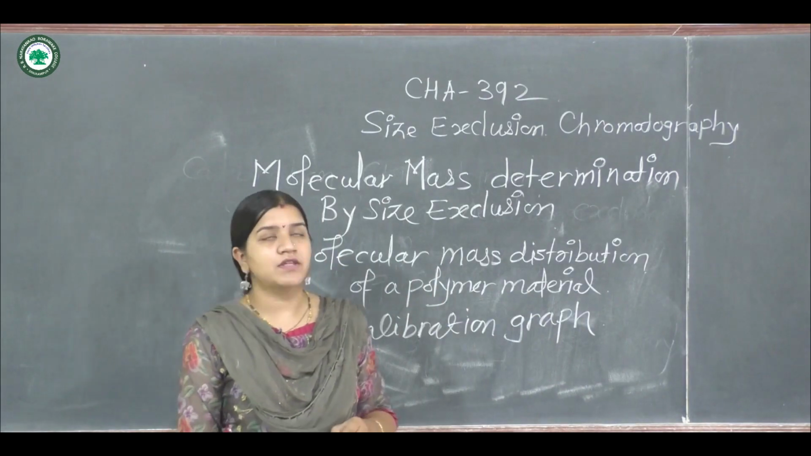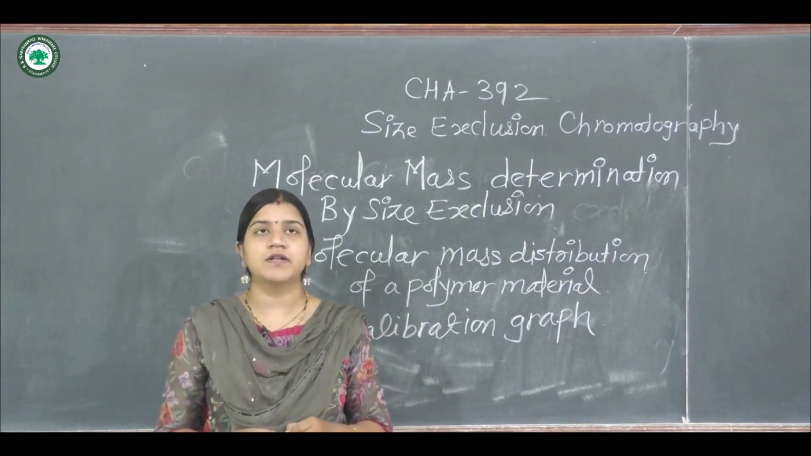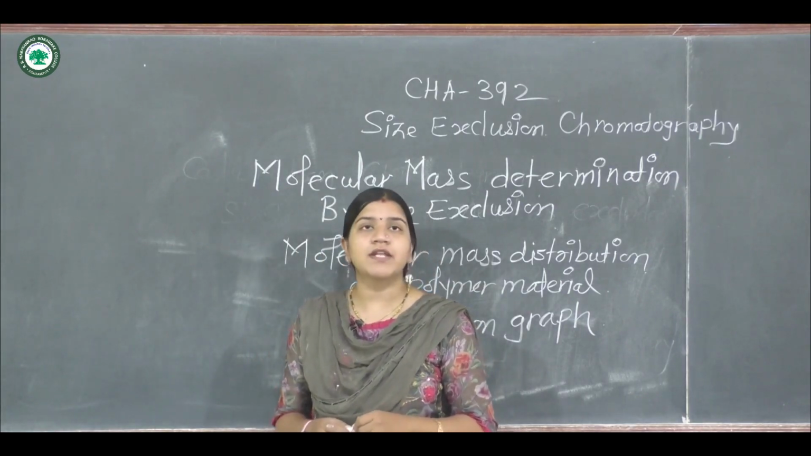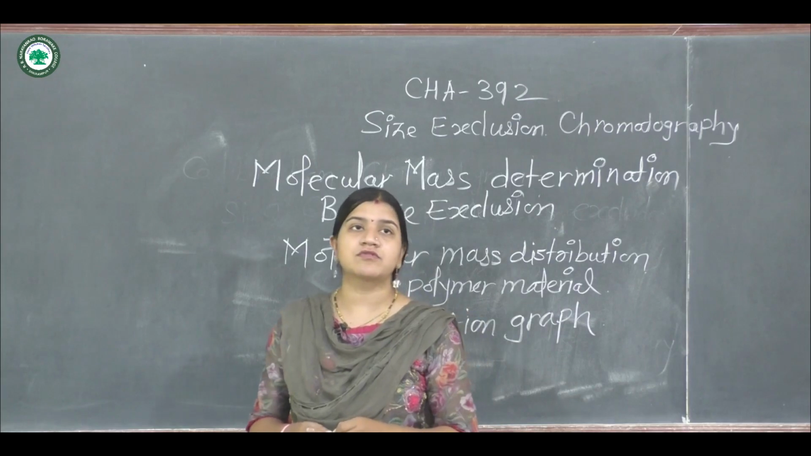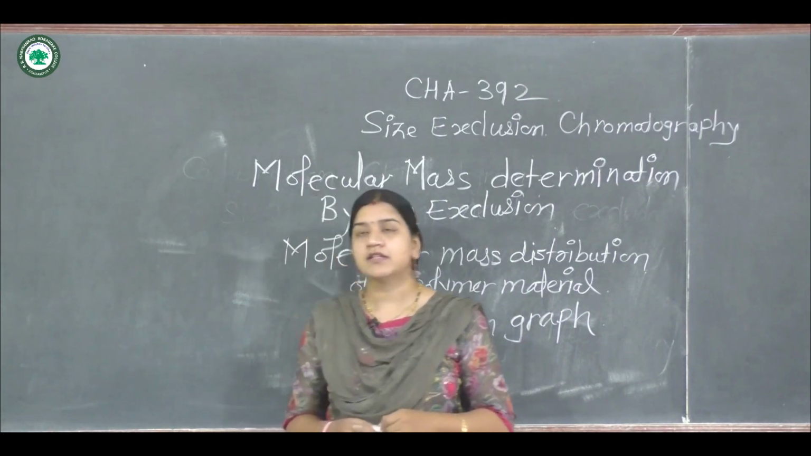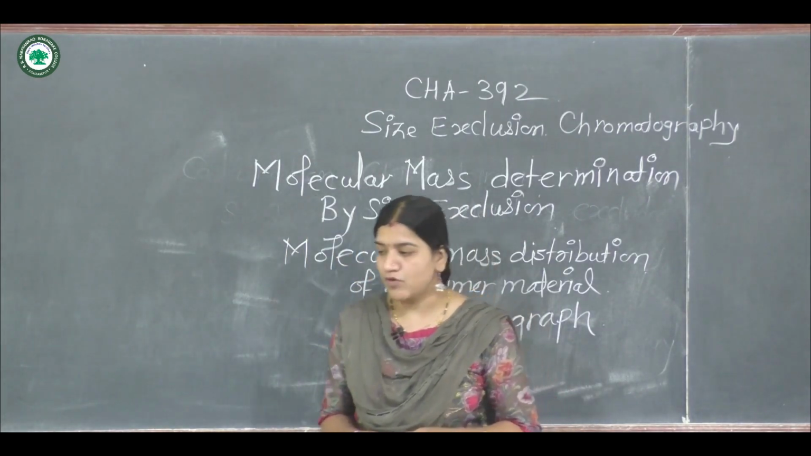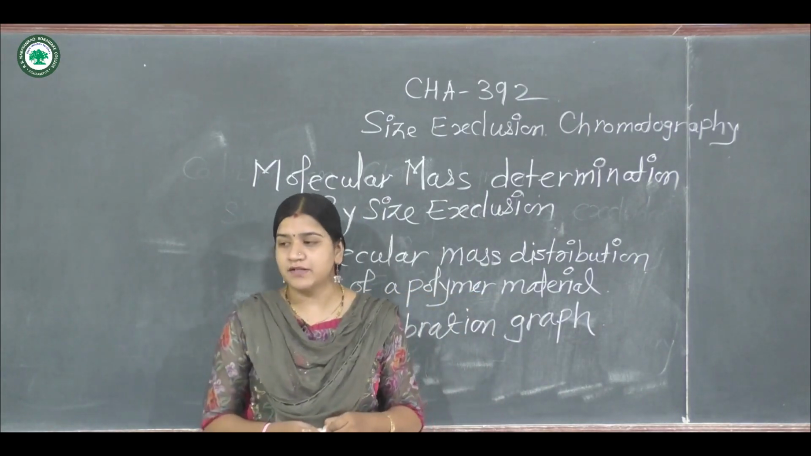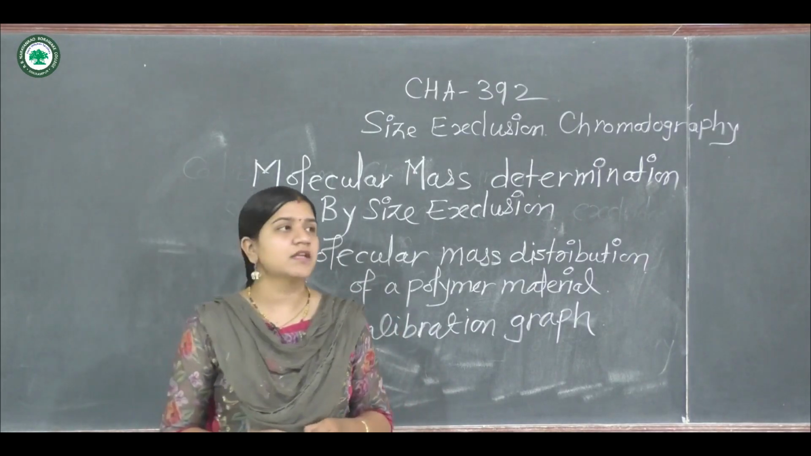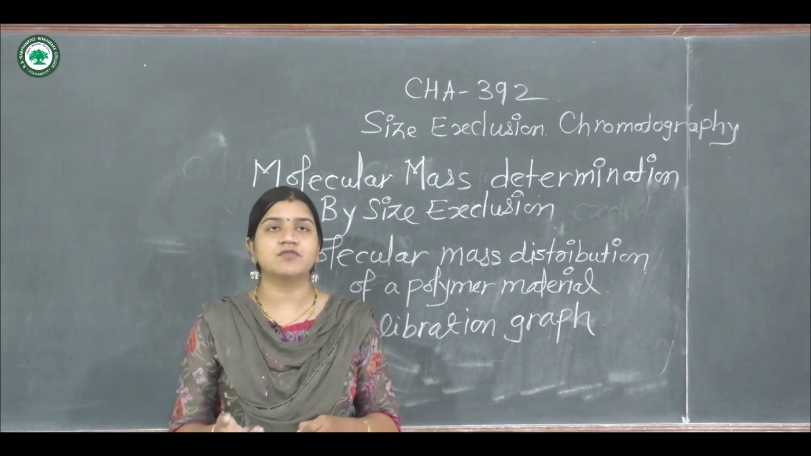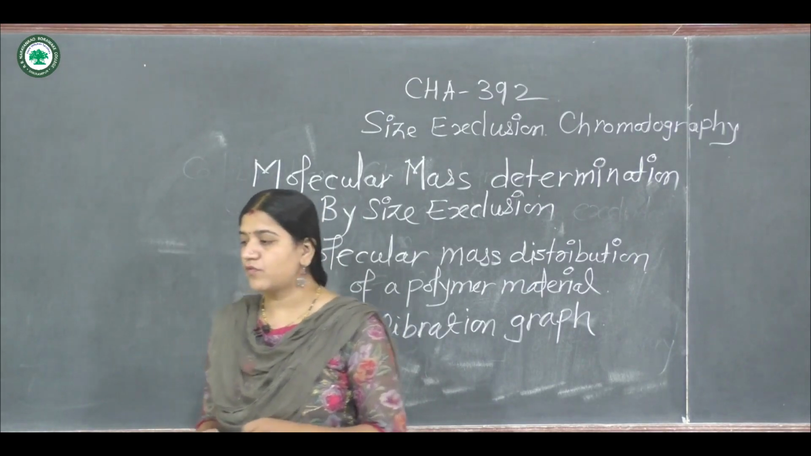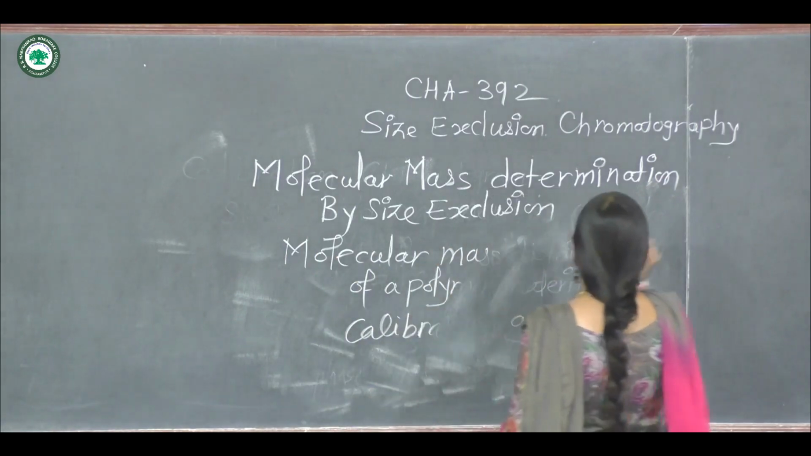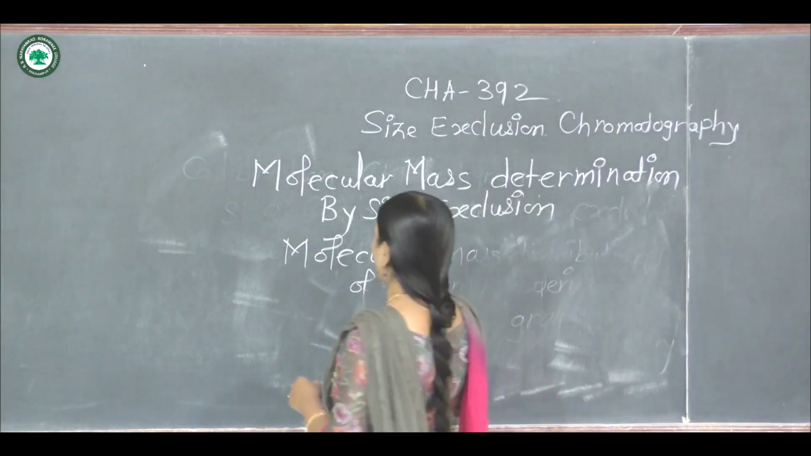So the different molecules may have a different mass for a specific elution volume. Whenever you are eluting the different types of molecules through the size exclusion chromatography, all these different types of molecules have a specific mass, and they can be determined by using the standards which are converted into the other products.